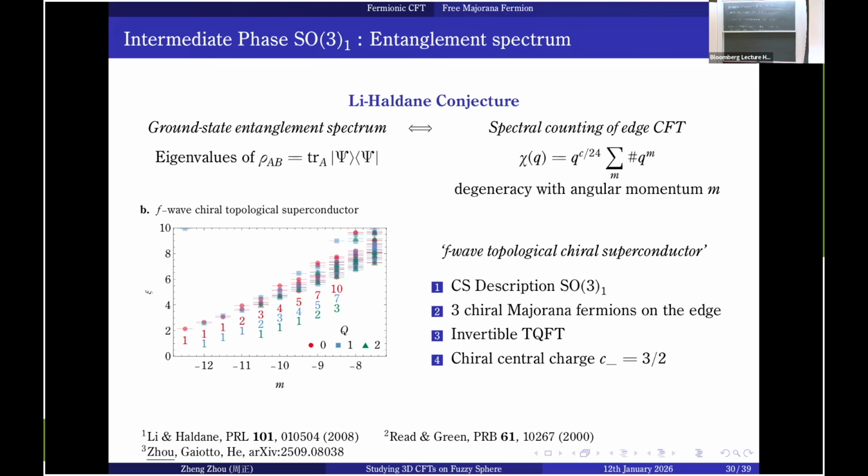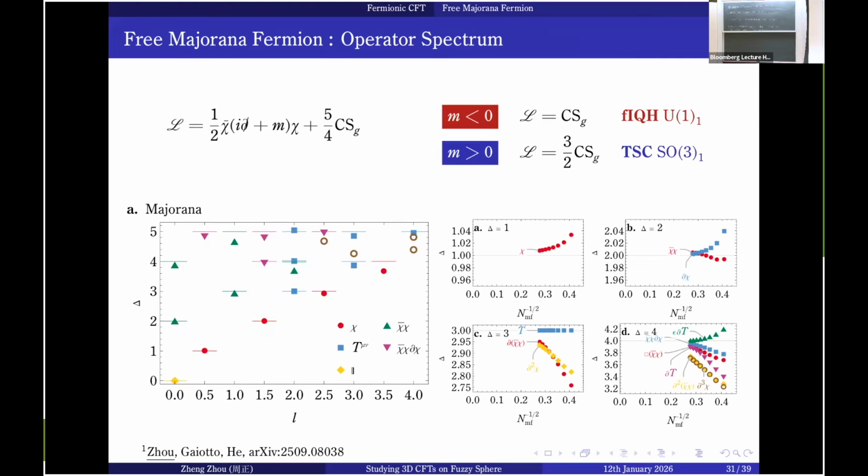And now we can look at the transitions. The first transition is between two invertible TQFTs, which have gravitational Chern-Simons terms 1 and 3/2. So naturally, we can expect that this is described by a single free Majorana fermion. And indeed, we can see that the spectrum corresponds exactly to the spectrum of a Majorana fermion, and all the scaling dimensions scale towards integers in the thermodynamic limit.